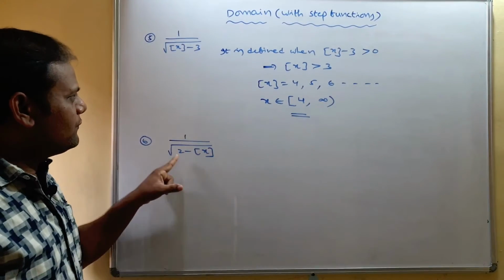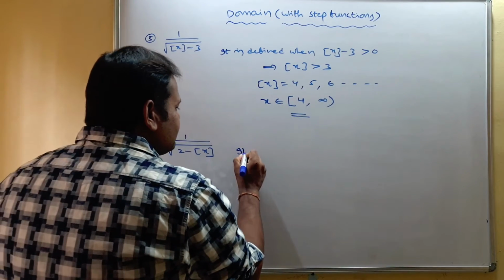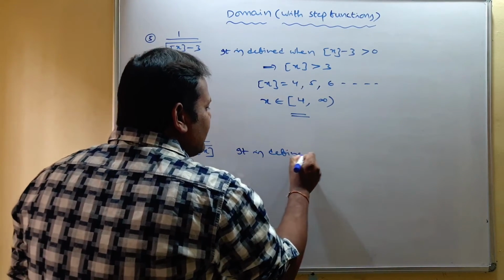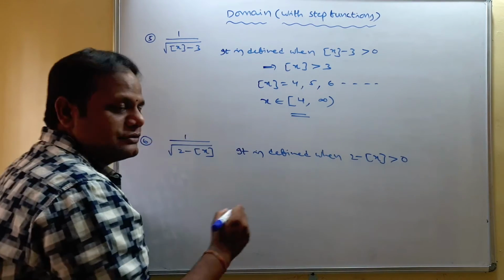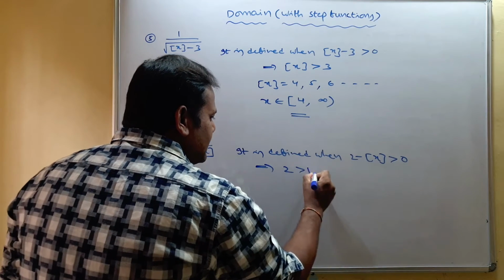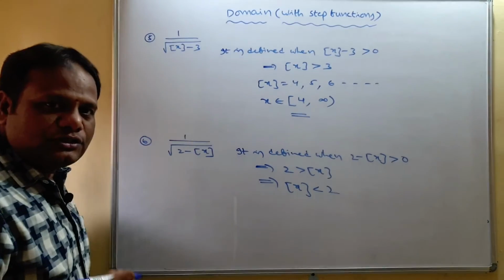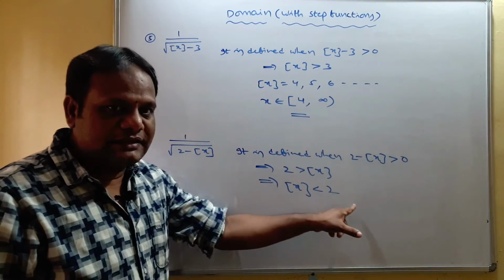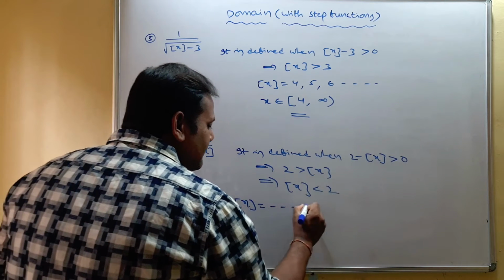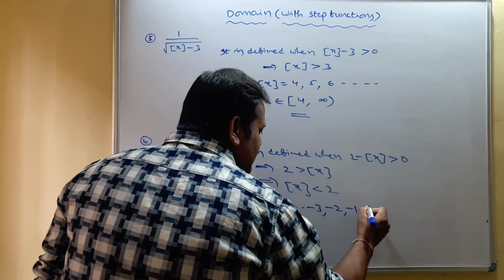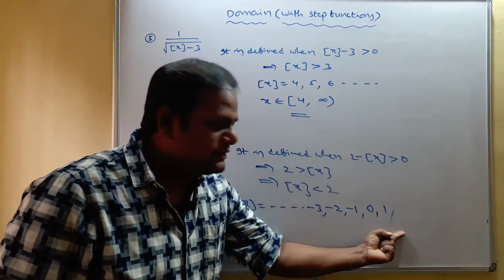Coming to this problem, 1 by square root of 2 minus step x. Again the same concept. It is defined when 2 minus step x is greater than 0. So from this I can take 2 greater than step x, so step x is less than 2. Step x is an integer and less than 2, so step x may be minus 3, minus 2, minus 1, 0, 1. That's all. So step x values may be like this.